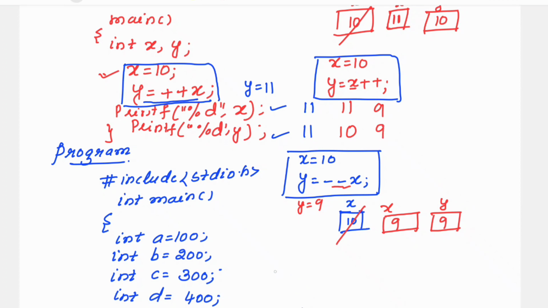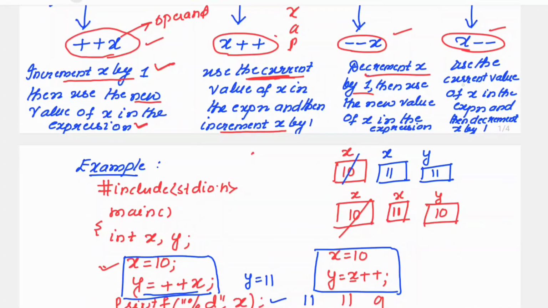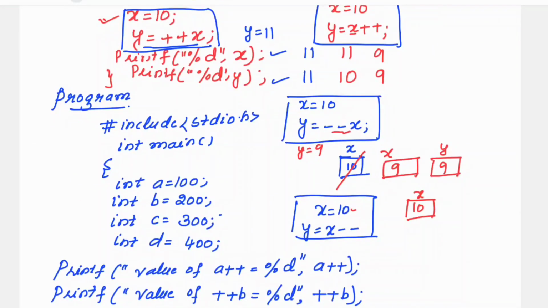Now let me take the fourth case also here. In the fourth case, x equal to 10 and you are performing the post-decrement, x minus minus. In the memory, first what will be the value for x? You have initialized to 10, so 10 will be there. Now this is post-decrement. What does it say? It uses the current value. First whatever is the current value, you use that and then decrement x by 1, then only x gets updated. What is the current value? 10.